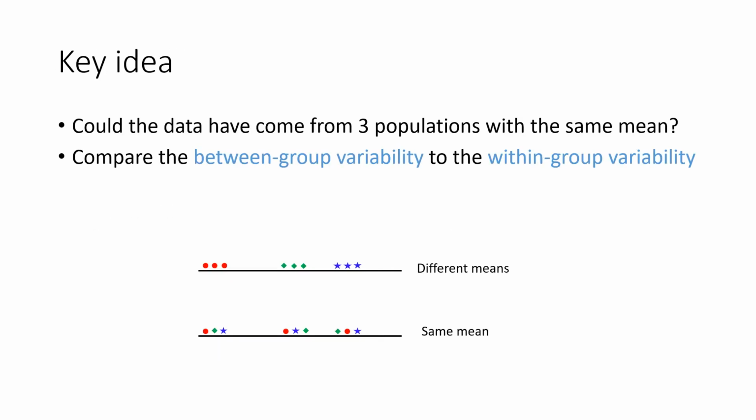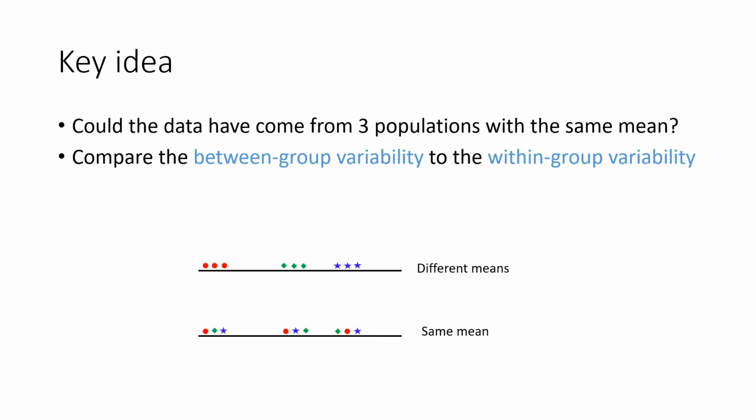The key idea behind the Anova is we're trying to answer the question, could the data have come from 3 populations with the same mean? That would be the null hypothesis. To do this, we compare the between group variability to the within group variability.